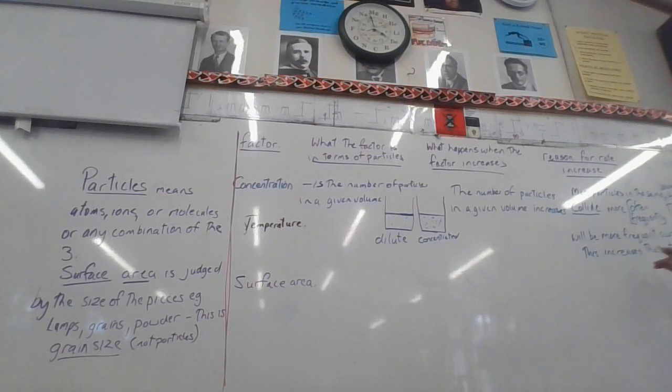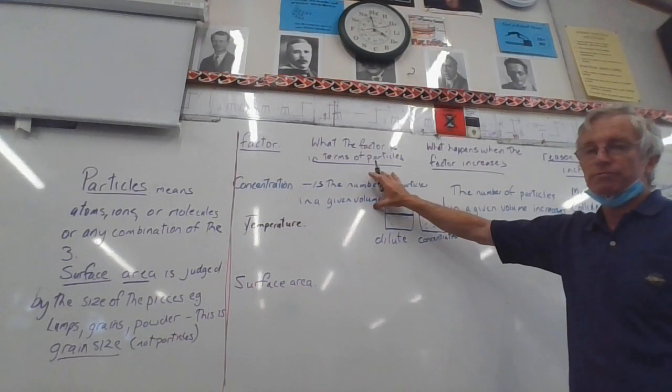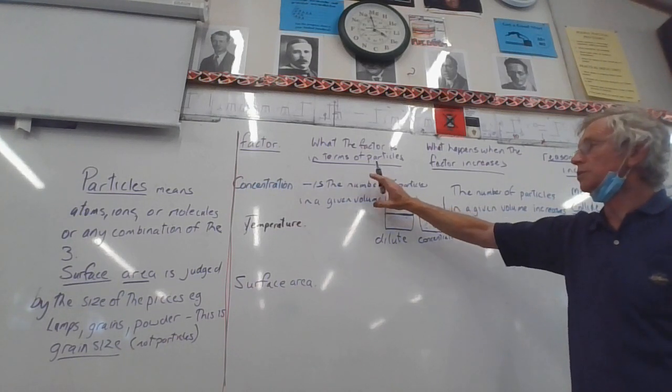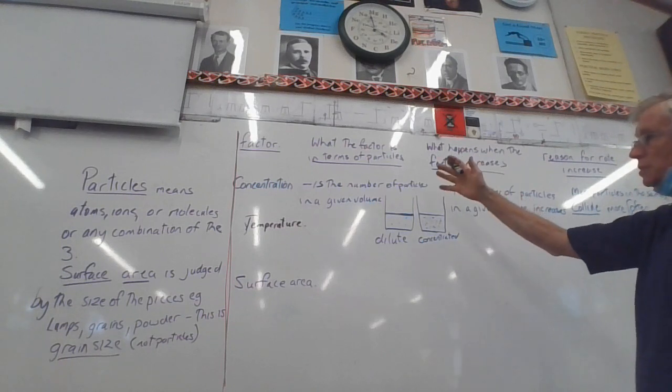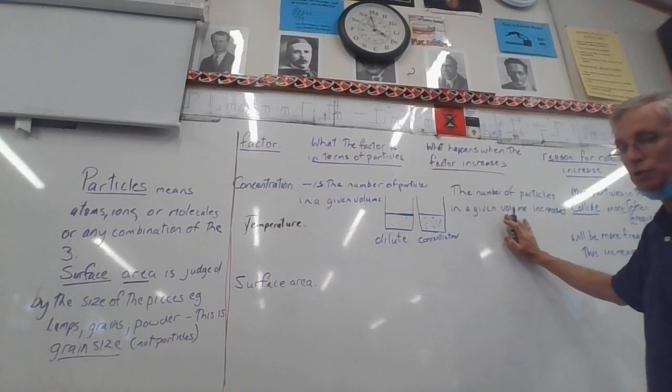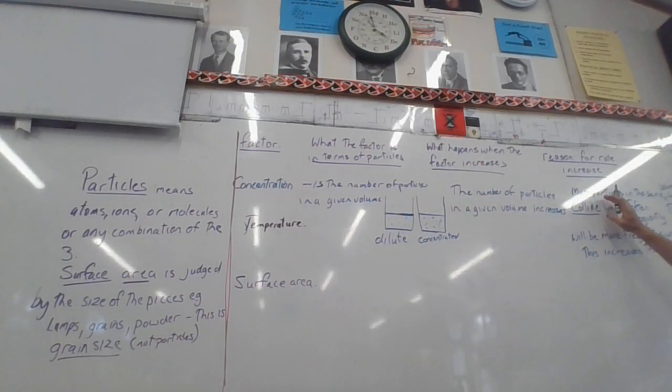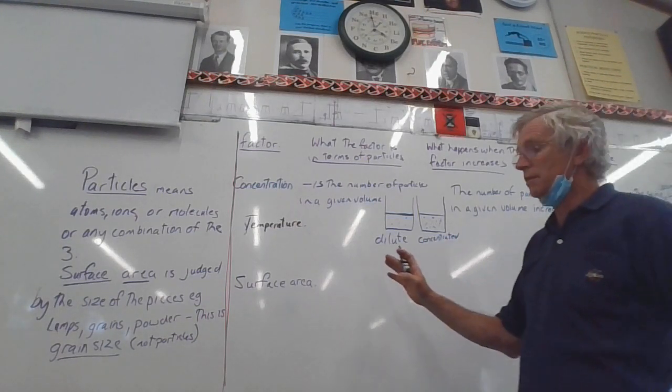So making that, what is the factor? Define the factor, give its meaning. Concentration is the number of particles in a given volume. What happens when you increase the concentration? The number of particles in the given volume goes up. They become more crowded, so they collide more often. There will be more frequent successful collisions, which is what actually decides the rate, the number of successful collisions per second, and that increases the rate. Okay, so do exactly the same with the temperature.